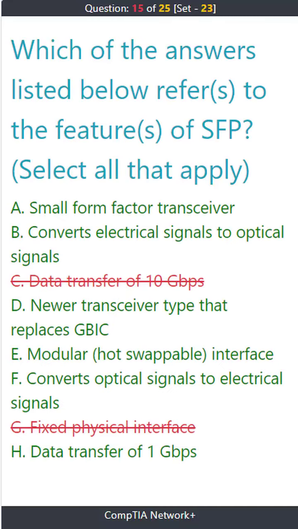The correct answers are A. Small form factor transceiver. B. Converts electrical signals to optical signals. D. Newer transceiver type that replaces GBIC. E. Modular, hot swappable interface. F. Converts optical signals to electrical signals. H. Data transfer of 1 Gbps.